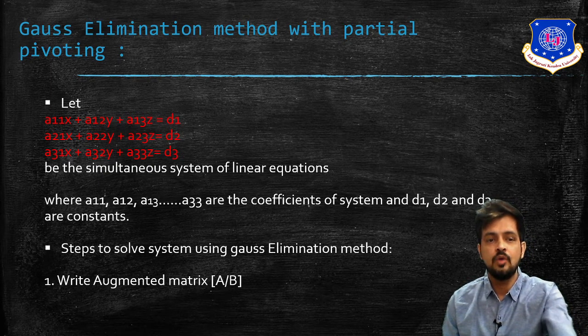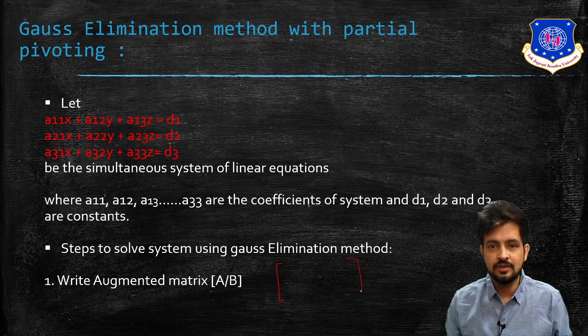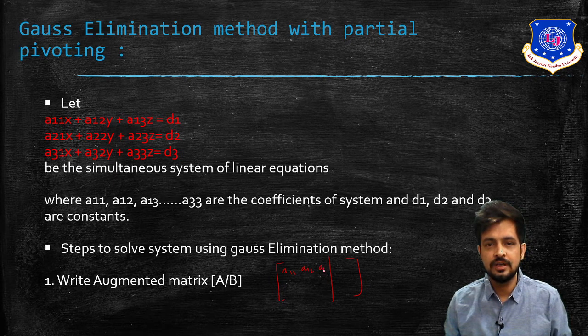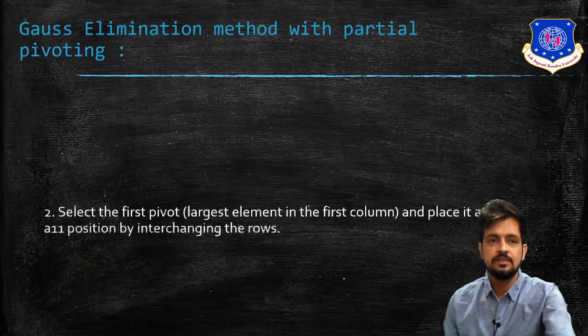How can we solve this? The first step is the same as the Gauss elimination method. We have to write the augmented matrix first. See how you can write the augmented matrix: A slash B. So A11, A12, A13, A21, A22, A23, A31, A32, A33, and D1, D2, D3 will be our B. See, what is our next step?